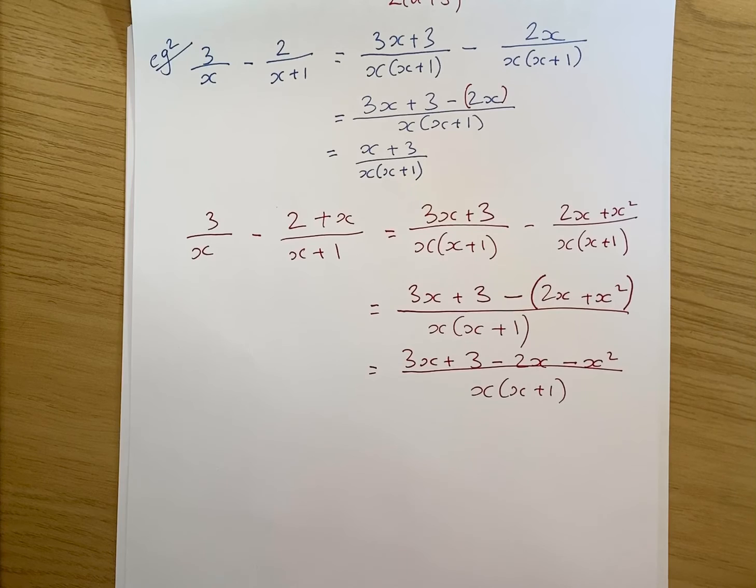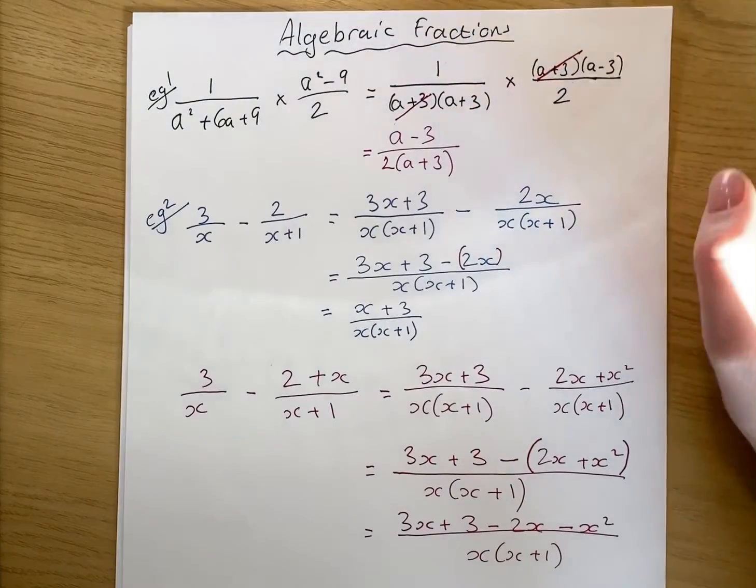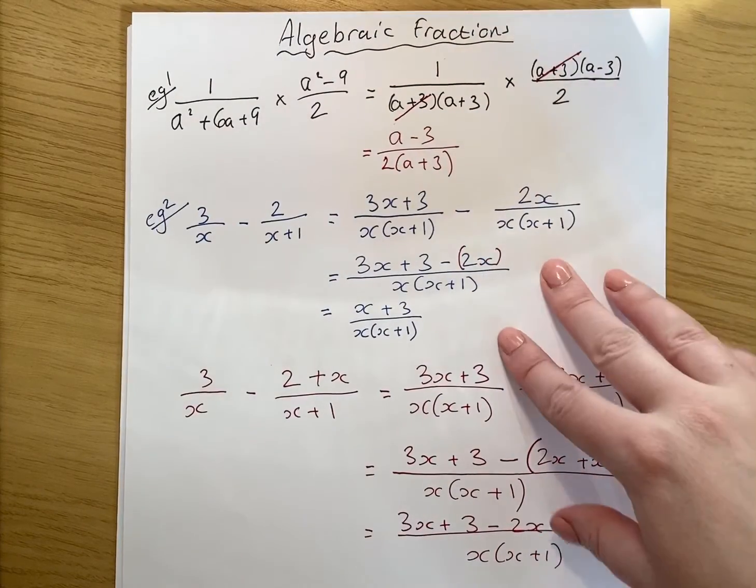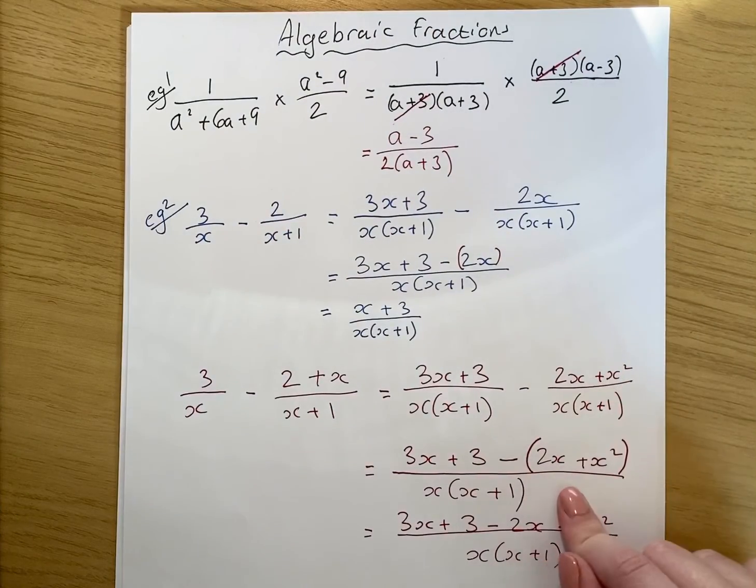So brackets, and I'm sure your teachers, wherever you've come from, will have moaned at you about putting brackets in. Brackets are really, really important. So, key things for algebraic fractions: factorise, treat them as normal fractions, as in the method is the same, and brackets.